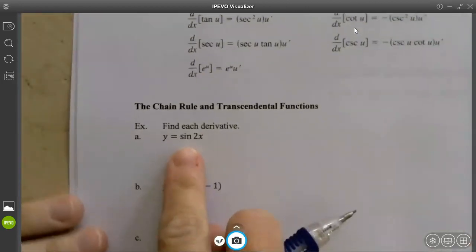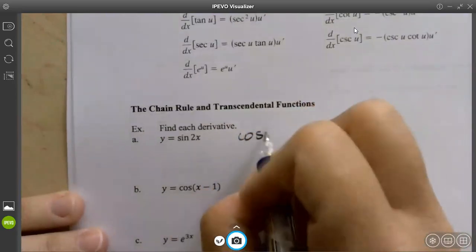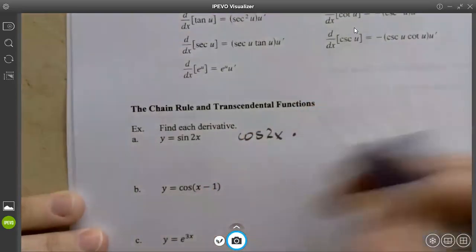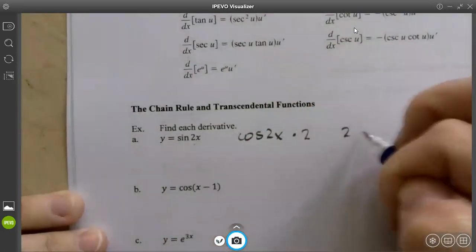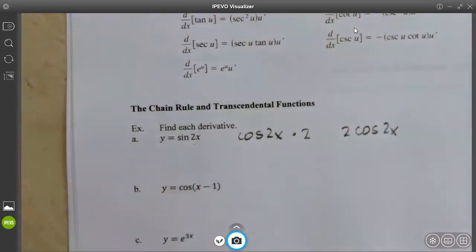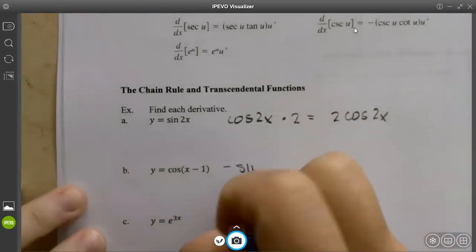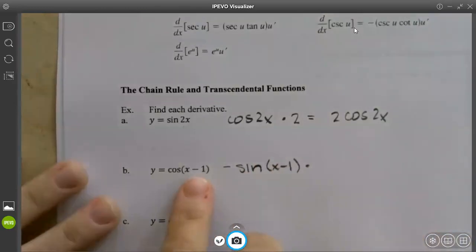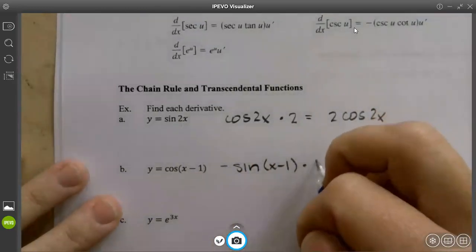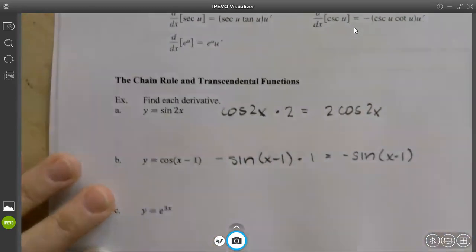So here, what's the derivative of sine? Cosine. So we're going to write cosine 2x and then multiply by the derivative of 2x, which is 2. So this one is 2 cosine 2x. What is the derivative of cosine? Negative sine. Make sure you use the function that's in there. And then multiply it by the derivative of the inside. What's the derivative of x minus 1? So this is negative sine x minus 1.